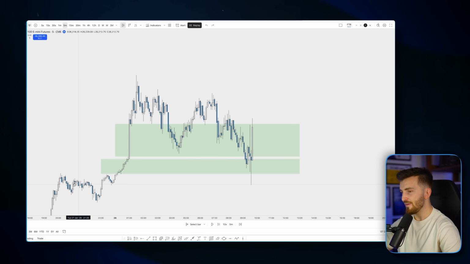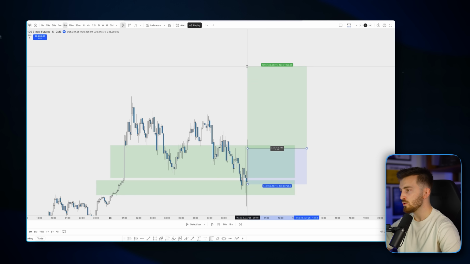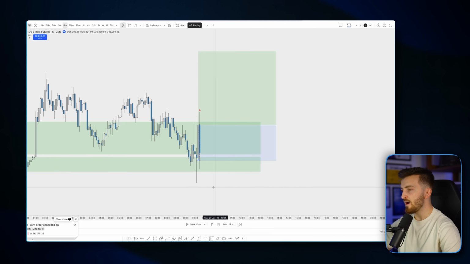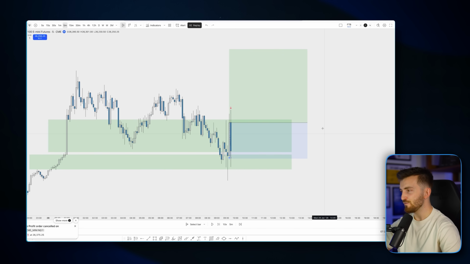So now we are at the higher time frame key levels. And we have a very strong 5 minute engulfing. So what we're going to do is we're going to execute with the stops below the candle body. And we're going to target a 1 to 2 risk to reward. And just 5 minutes after, we take a full loss.